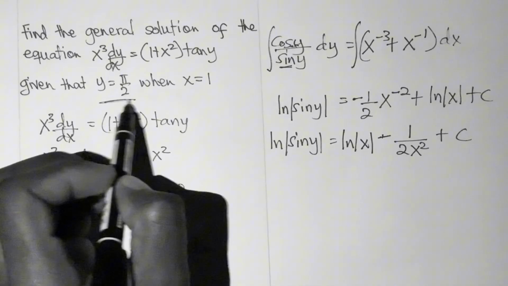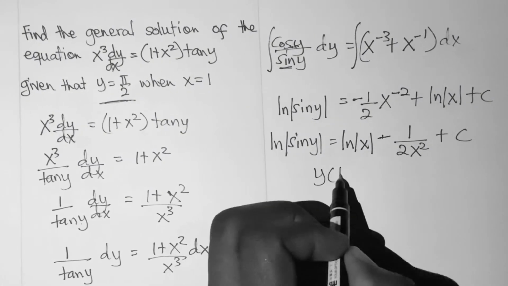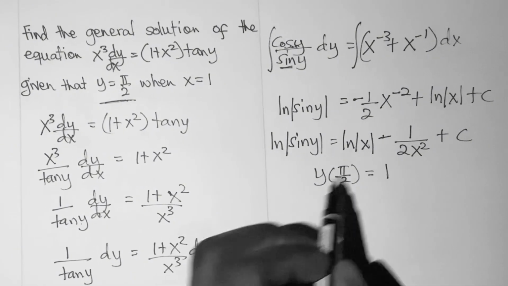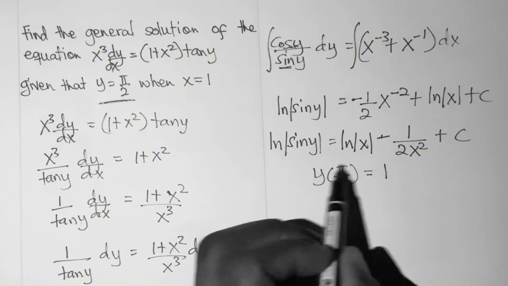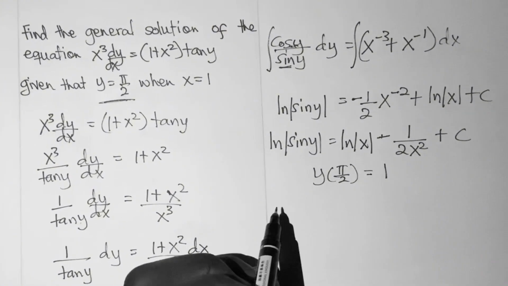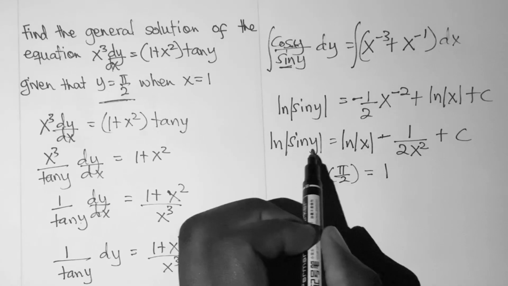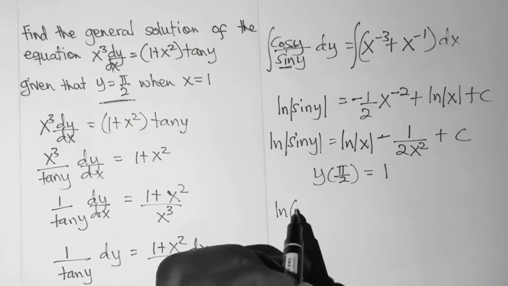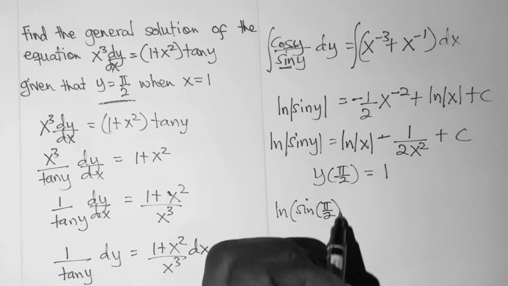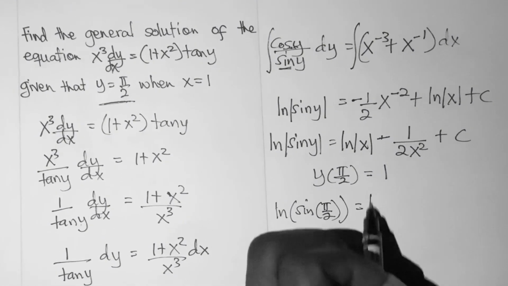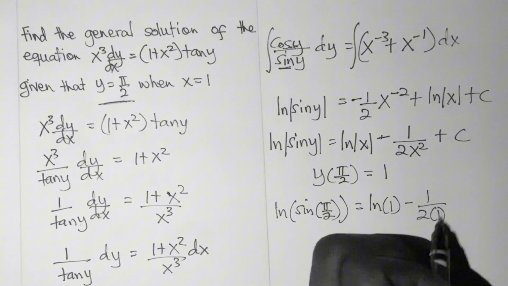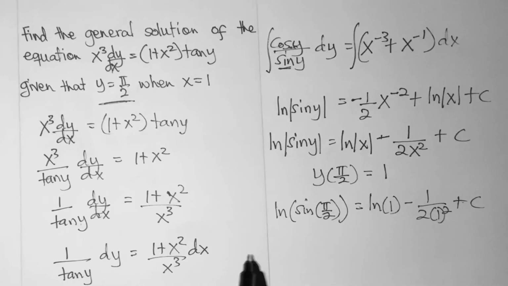However, we're given boundary conditions, that is y of pi on 2 is equal to 1. So let's find y of pi on 2. That means wherever we see y, we should replace it by pi on 2. And wherever we see x, we should replace it with 1. So here becomes the natural log of sin pi on 2, then that is equal to the natural log of 1 minus 1 over 2 times 1 squared plus c.